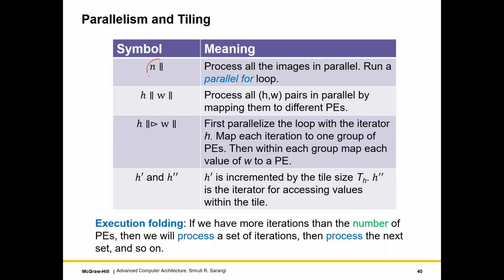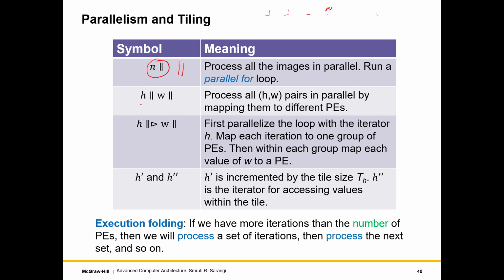So if I have an n and then a parallel symbol, two bars after it, this says that we need to process all the images in parallel, or in other words, run a parallel for loop. If we look at software, we have not come to hardware yet. We will map it to hardware, but not immediately. So in this case, we look at all of the N images in parallel. This is what it says when I parallelize the iterator.